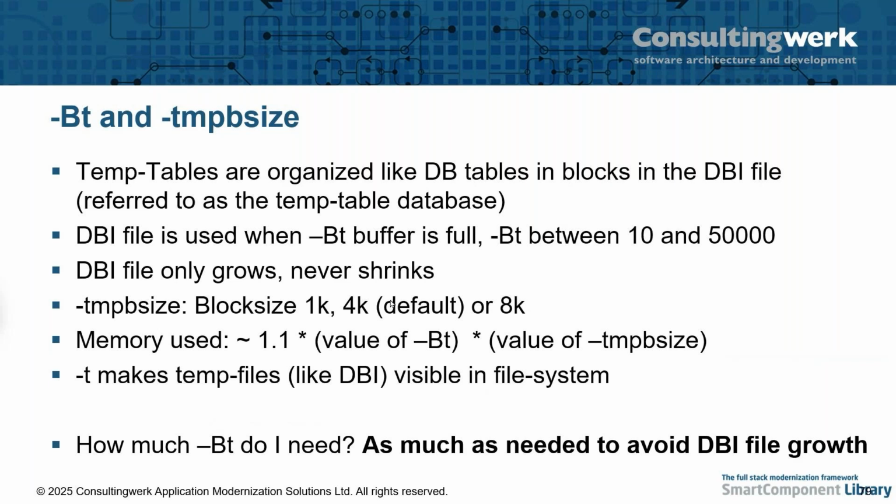-Bt can be set between 10, so there always needs to be a little bit, and 50,000. And like a database, you have a choice of block sizes between 1, 4, and 8K. And the memory that needs is basically the -Bt value multiplied by the block size multiplied by 1.1, so you add 10% on top of that.